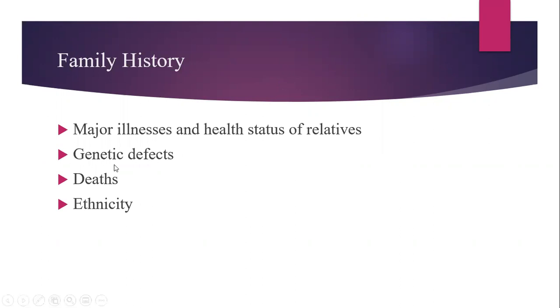So family history includes major illness or health status of the relatives, particularly father, mother, or sibling. Genetic defects. So if the father or mother has a positive genetic defect, when you take the baby, it is important to evaluate it, as well as the age of death or the cause of death, or ethnicities.